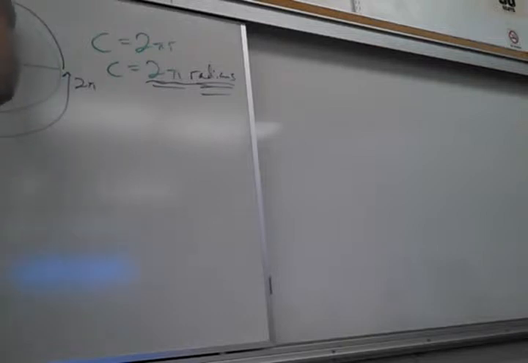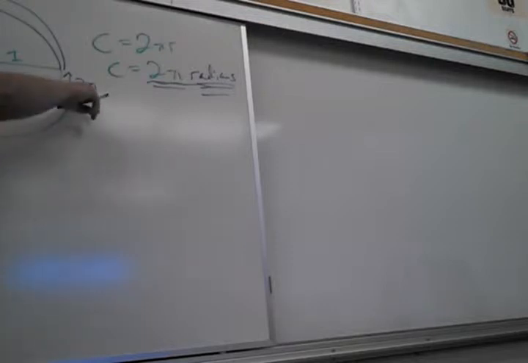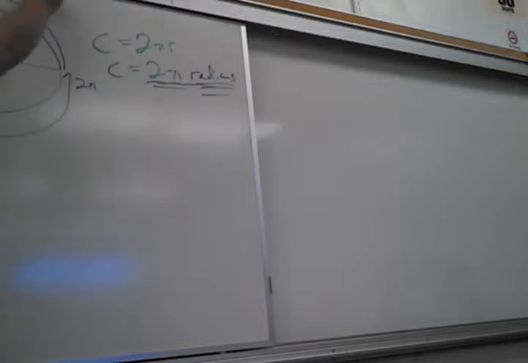So if I go this far, how far have I gone on the edge? How many radians have I gone? Well, let's work it out. If I go halfway, how many radians have I gone? No. All the way around is how many radians? 2 pi. So if I go halfway, I've gone pi. Cool. If I go here, I've gone pi over 2. So pi over 2 is how many degrees? 90. Yeah, pi over 2 radians is 90 degrees. Pi radians is 180 degrees.